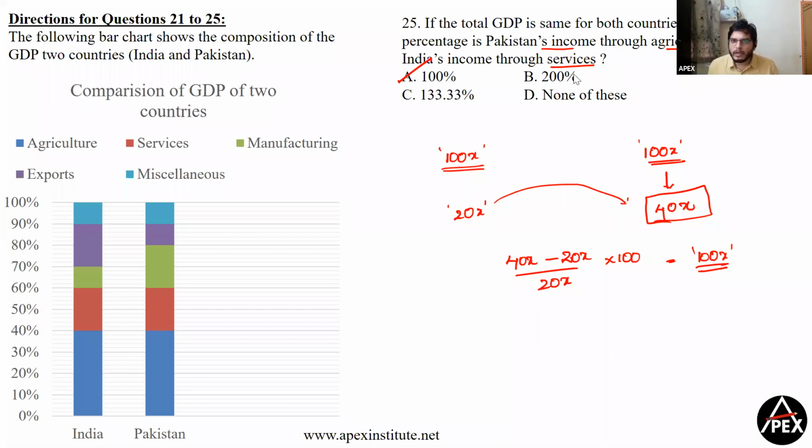And what is India's income through services? 20%. So 20% of 100x. So 20x. Isn't it?